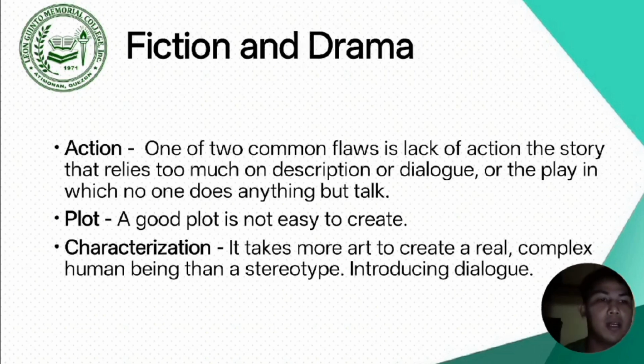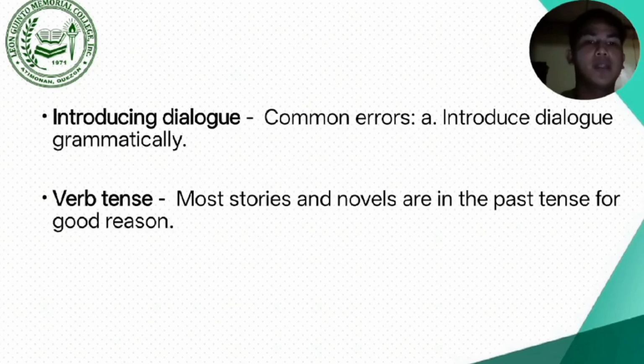It takes more art to create a real, complex human being than a stereotype. Characterization means the way an author creates and develops the people in the story. Good writers don't just make one-dimensional characters. They make them feel real and believable, like real people with emotions, habits, and stories. To make a character realistic, writers give specific details about what they look like, how they act, speak, and think.